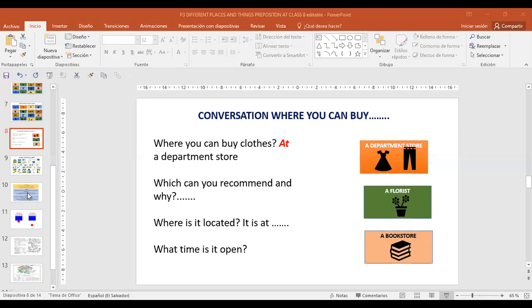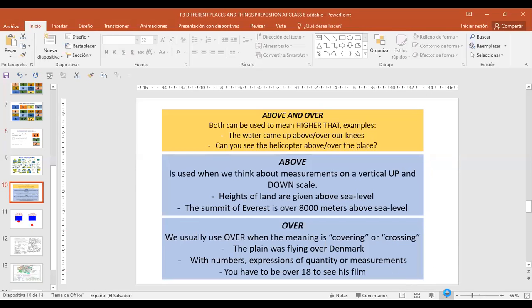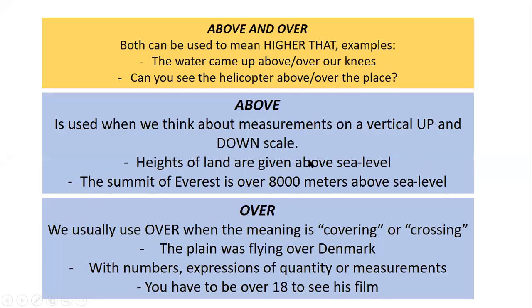Let me share again. We can start by saying that they are basically synonyms, they are similar. The only little difference from one another is that above is used for measurements on a scale, when the scale is up or down. For example, when you talk about sea level heights, or when you talk about meters of a mountain. Because in this case, we are talking about Mount Everest being over 8,000 meters above sea level. Another example? In this case, no, because we are talking about the scale of up and down. That's why this is the only example.